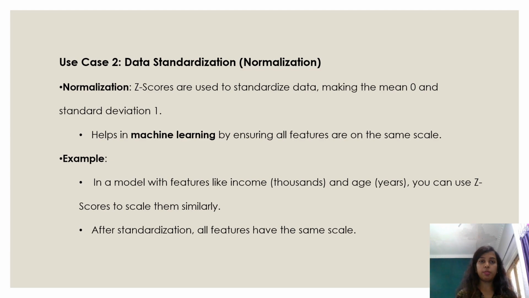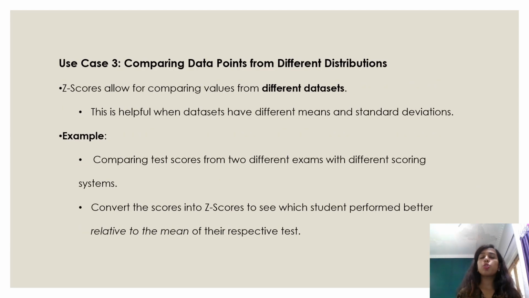Z-scores also allow us to compare data points from different datasets or distributions. This is useful when the datasets have different means and standard deviations. For instance, if you're comparing test scores from two different exams with different grading systems, you can convert each score into a z-score to see how students performed relative to their peers. In this scenario, a z-score of 1 in both exams would indicate that a student performed better than the average in both, regardless of the exam format.